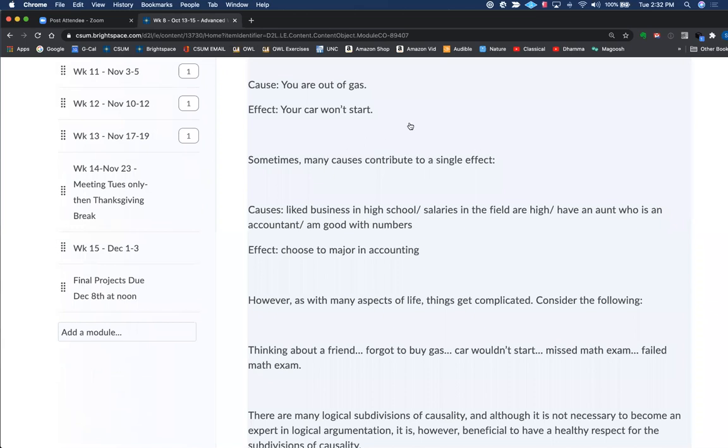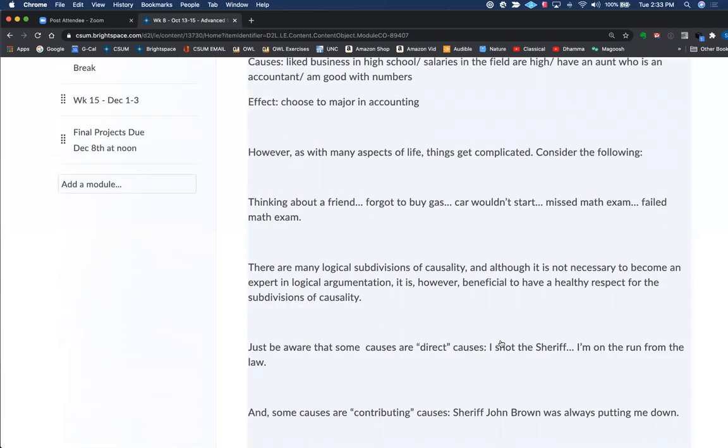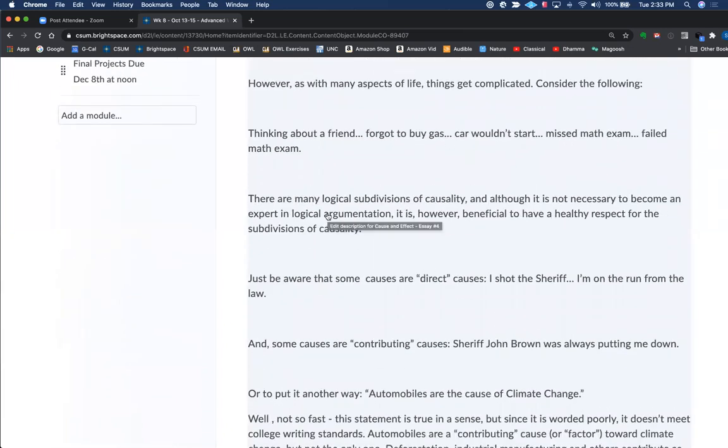But there are some things that just kind of go together. Like, I chose to major in accounting because I liked my business class in high school. The salaries are good in that field. And I had a personal connection: I have an aunt who's an accountant. So all these things together contributed to my decision. And let's take a look at this. Contributing factor, direct cause, contributing factor, remote cause. Those are the only ones that we're dealing with, those three.